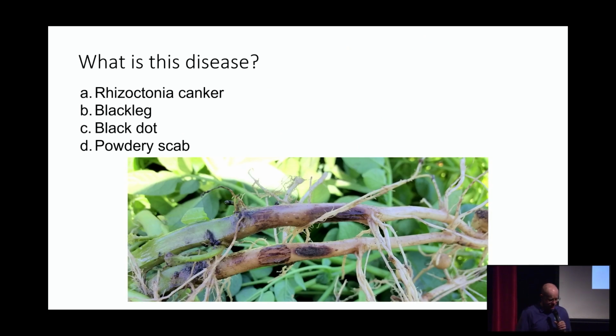So what disease do we have here on these potato roots? Is this rhizoc, blackleg, black dot, or is it powdery scab?